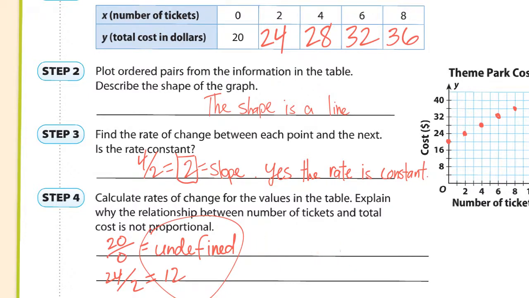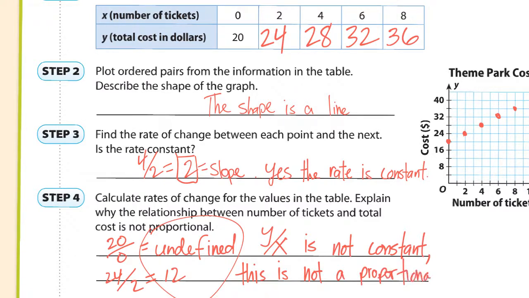I'll take the y value. What y over x is not constant. This is not a proportional relationship, because the y over x is not the same.